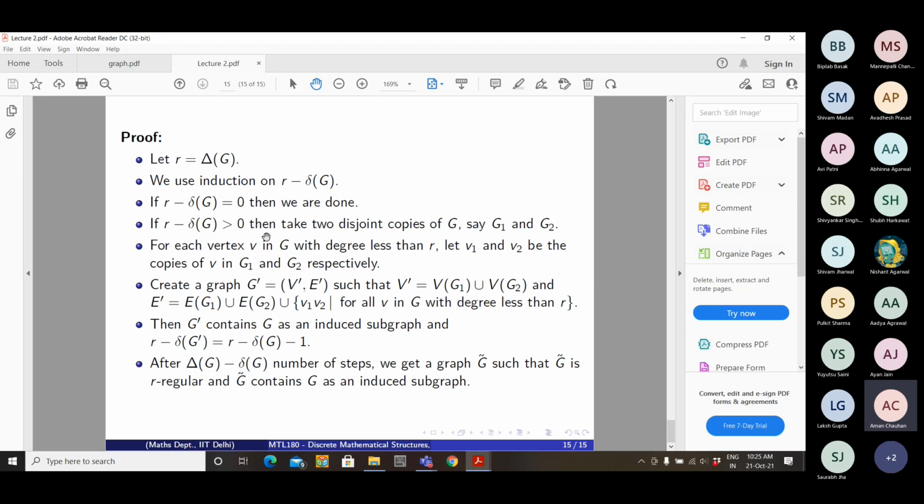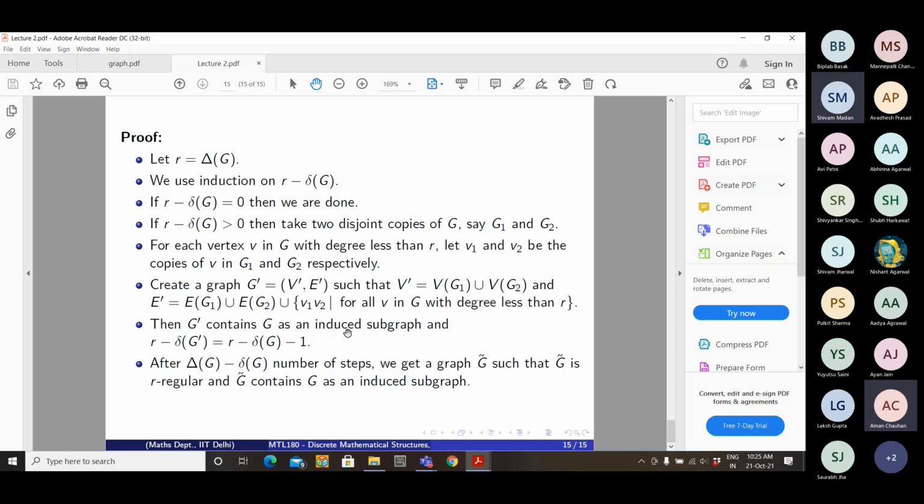Finally, we have that graph G has a copy in the final graph as well. So our main graph G is an induced subgraph of an R-regular graph. Is it clear?